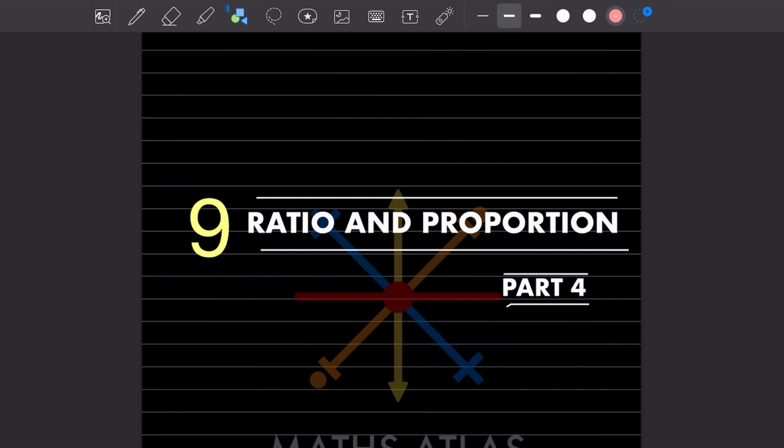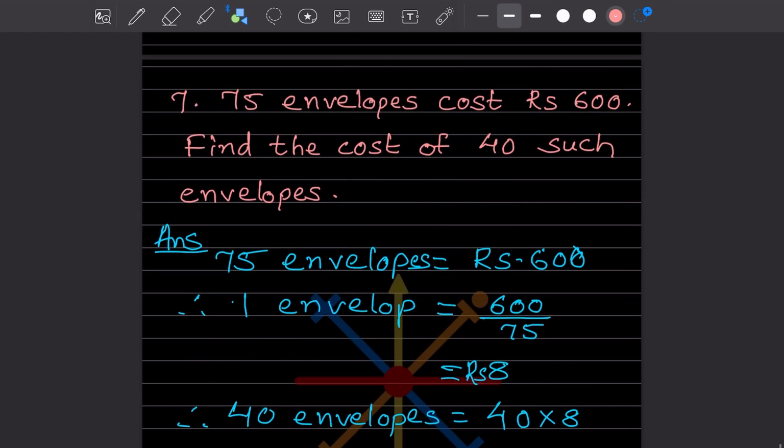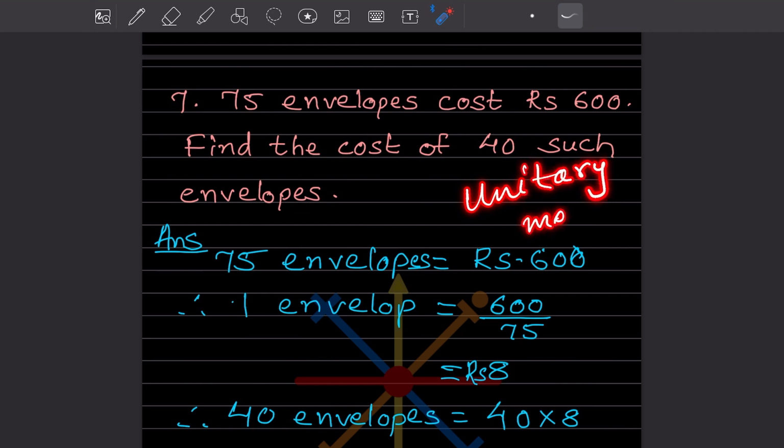So this is the fourth part of this same chapter, that is ratio and proportion. So let us start. In the previous video, you have already done questions 1 to 6. So let us start with question number 7, that is the unitary method. You can go and check the previous video for the detailed explanation.